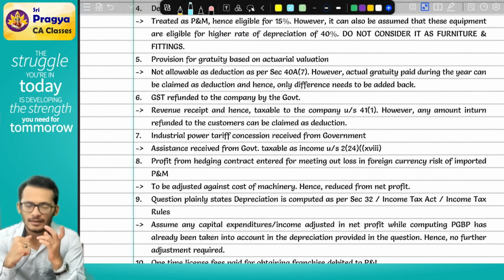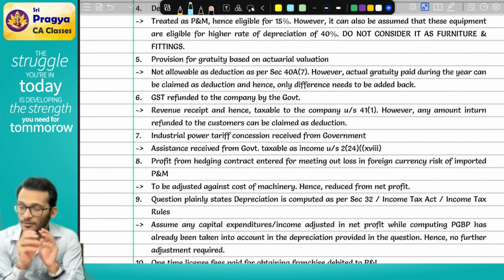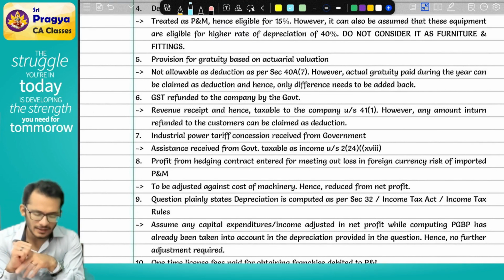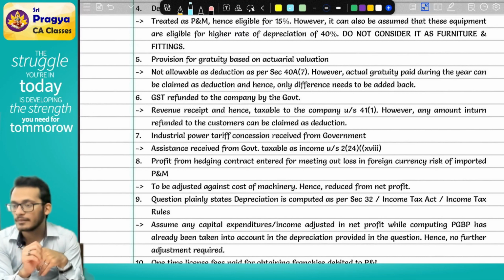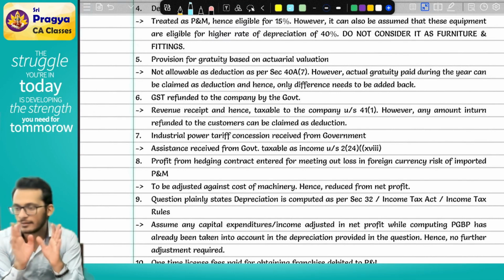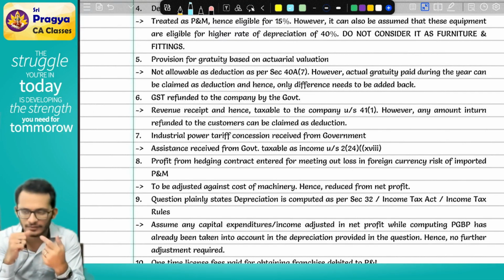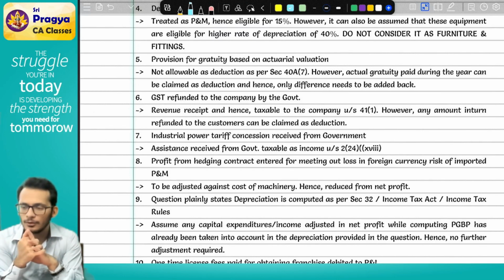Yes, next, a very weird kind of name started coming in the exam hall, and this came almost about 5 attempts. The heading said industrial power tariff concession received from government. Amount is 1 lakh. You had no idea what to do. What do you think is the answer? You saw your question. Question says net profit includes industrial power tariff concession given by government. What will you do?